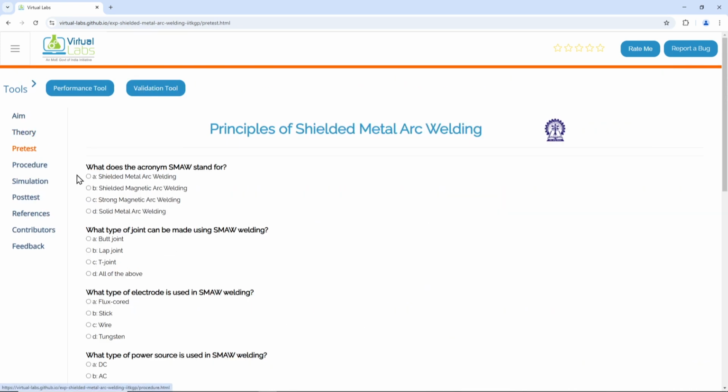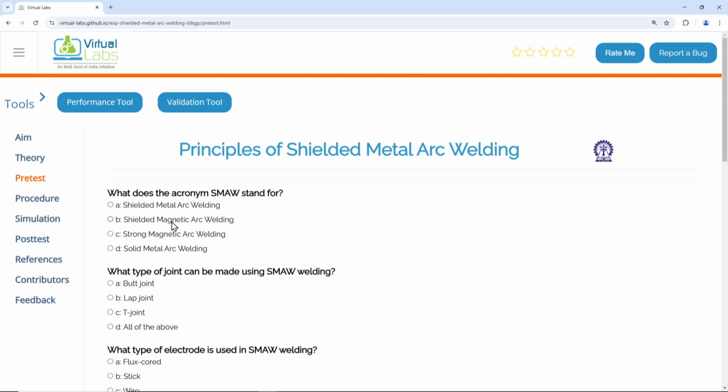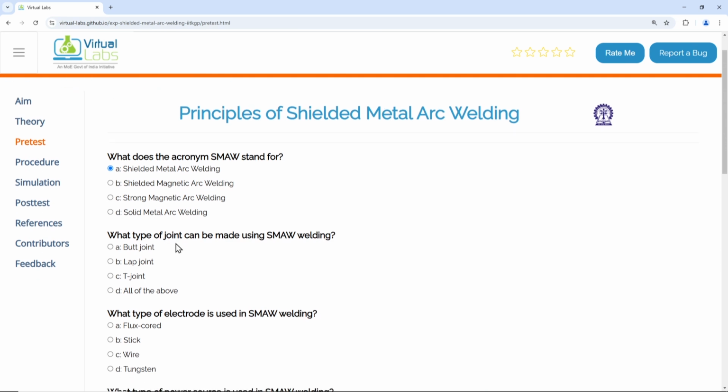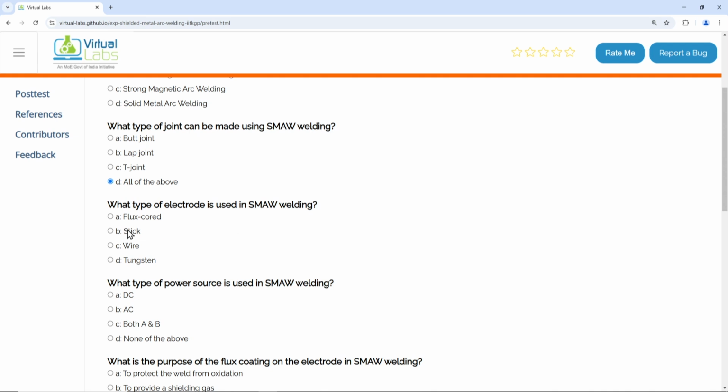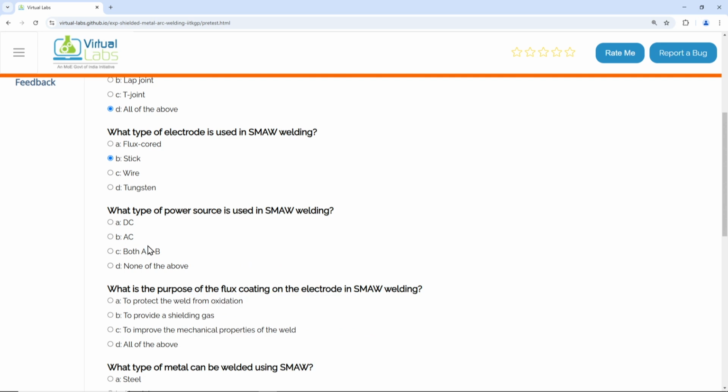Let me come to the pre-test questions. The first question is, what does SMAW stand for? This is shielded metal arc welding. What type of joint can be made using SMAW welding? There could be multiple joints: butt joint, lap joint, T-joint, all of them could be made. Type of electrode used in SMAW welding: the electrode used is generally a stick that has metal at the core and a coating of flux outside. The power source used in SMAW welding: both DC and AC power could be used.